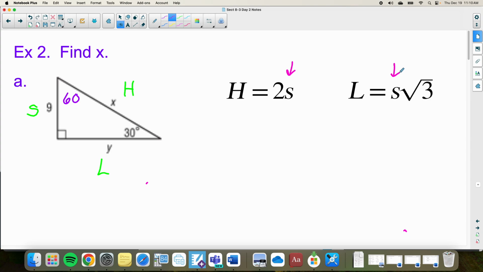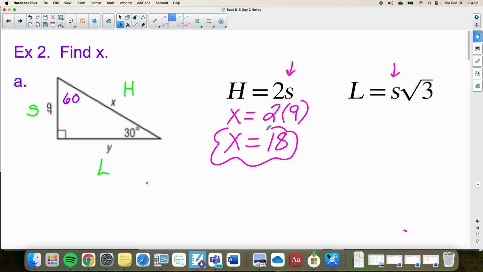So now our S is 9. If I start here, the hypotenuse is X, the S is 9, so I put that in there, and this one's super easy: 2 times 9 is 18, okay? Then I would get in the habit of going back and putting this in there, just in case you need it for the second one. Now we do the second part. The L is our Y, the S is 9, and then it's √3.